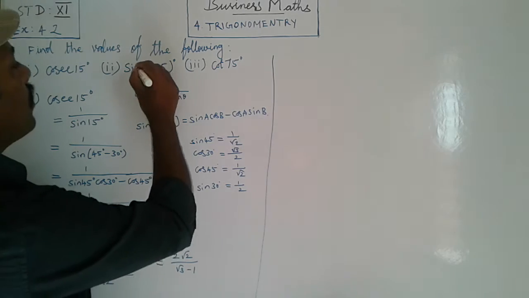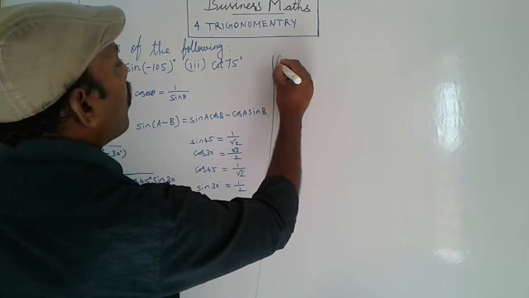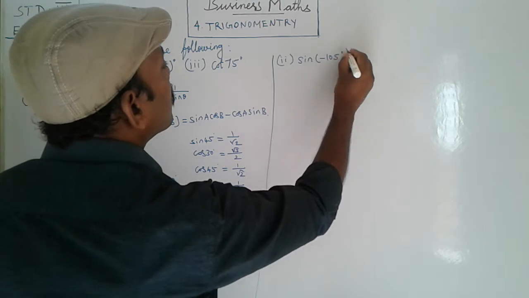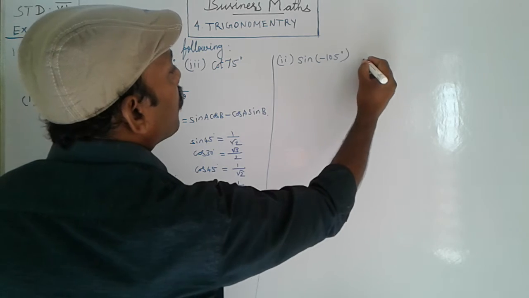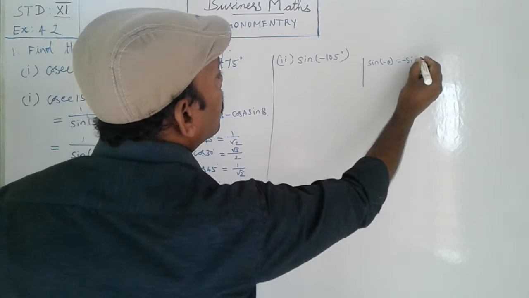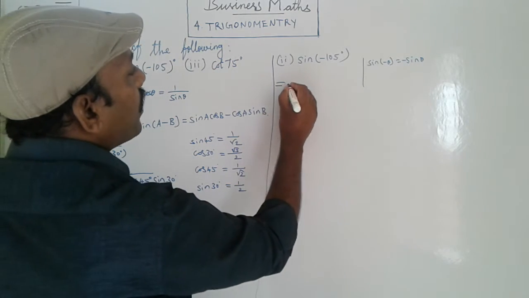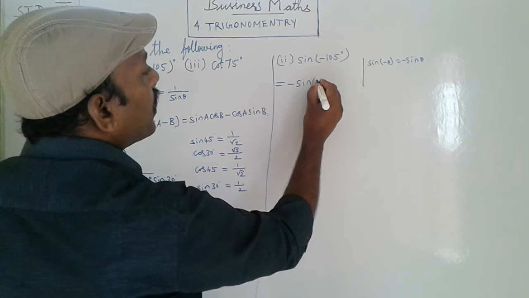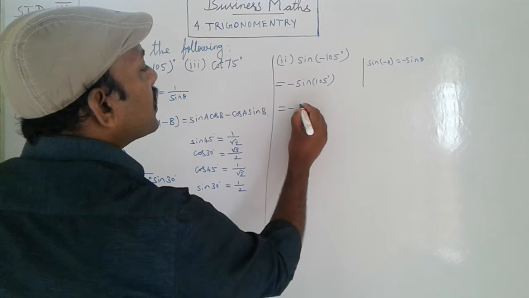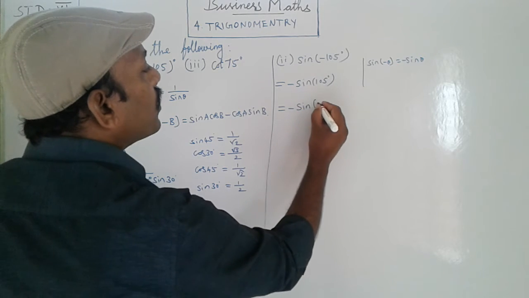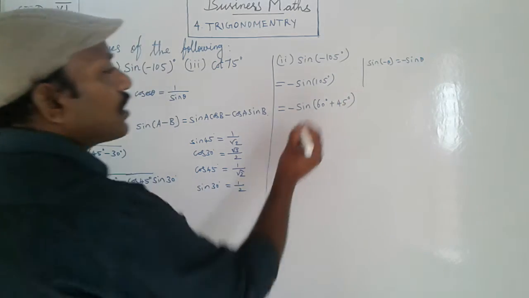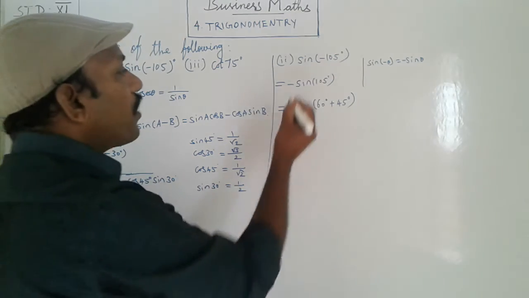Next, sin minus 105 degree. We know that one of the formulas is sin minus theta equal to minus sin theta. So substituting this formula here, minus sin 105 degree. We should write 105 as 60 degree plus 45 degree. 60 plus 45 is 105.